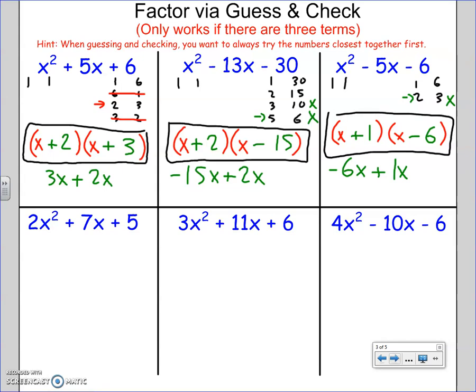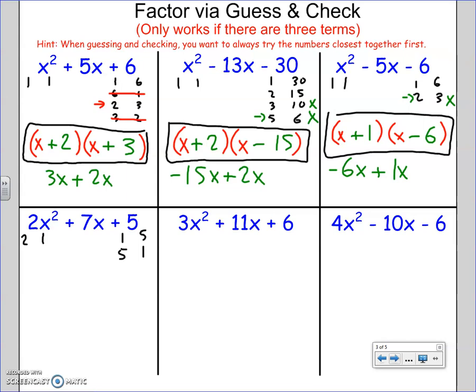Alright, now a couple harder ones. Down here, it's still the same thing. Check 3 terms. Is there a GCF? No. I figure out what multiplies to 2x squared. What's 2x times 1x? It's 2 and 1. Again, you don't have to flip it backwards. And for 5, well, this is 1 times 5 or 5 times 1. I do have to write it backwards because the first one was not symmetric.